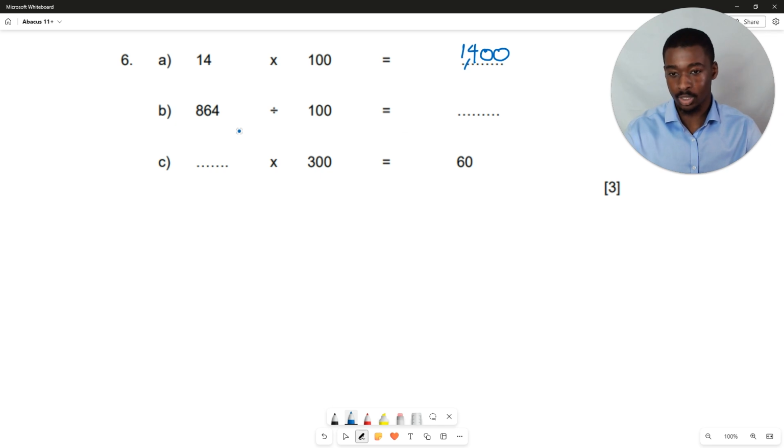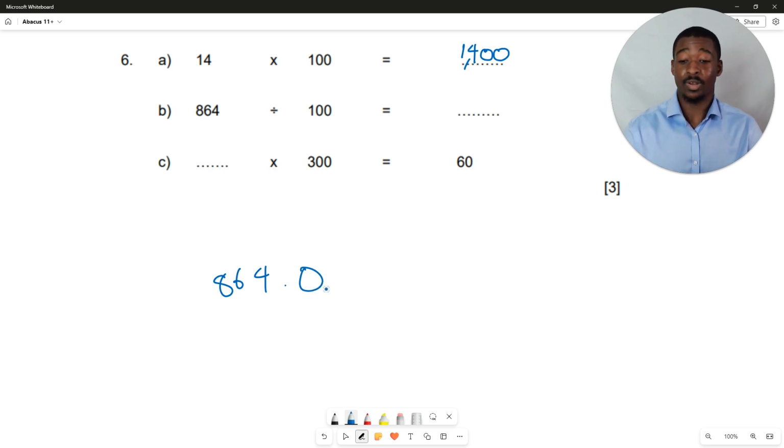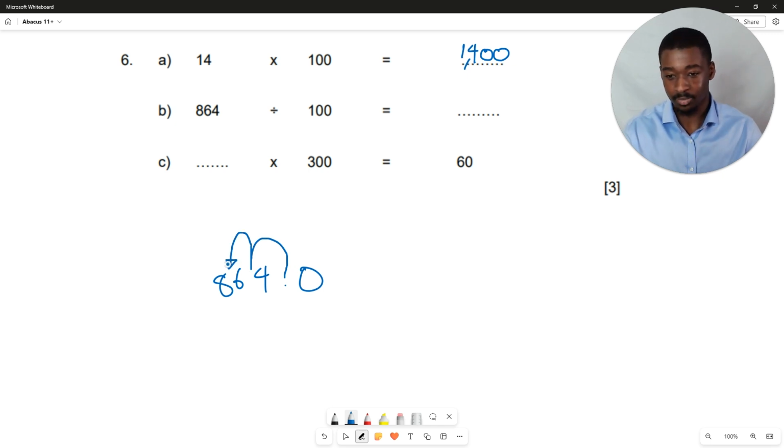Then we have 864 divided by 100. So we have 864.0, same thing as 864. And we divide by 100. Just think about it as doing 2 bunny hops back, right? We're dividing by 100. So since we have 2 zeros, we're doing 2 bunny hops back. So it goes from the decimal point being here to the decimal point being here. So now we have 8.64. So that's our answer, 8.64.